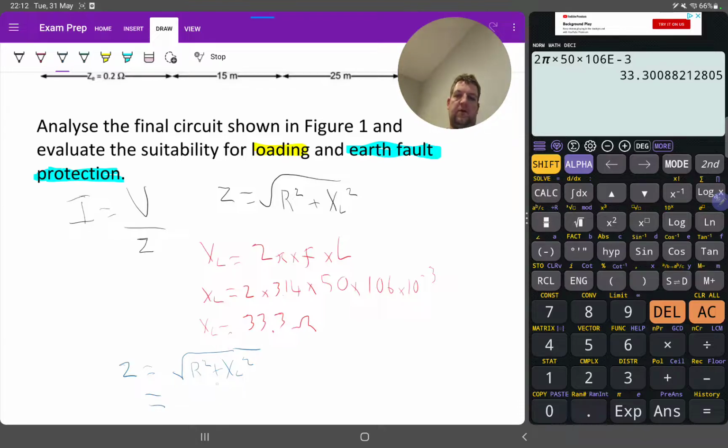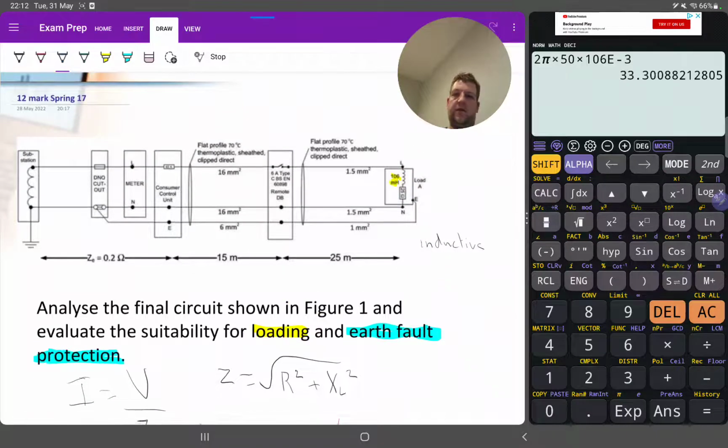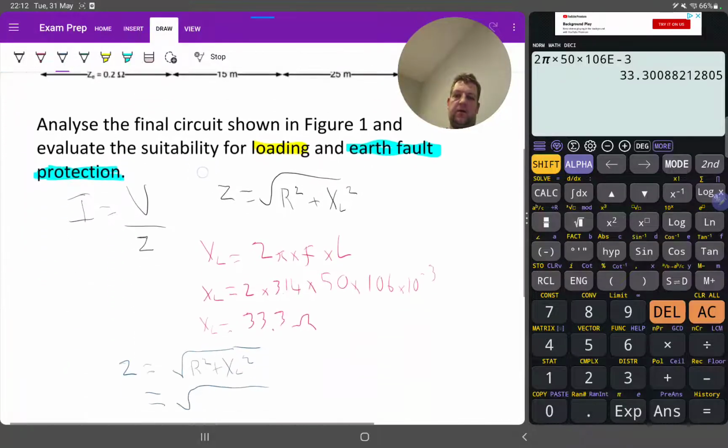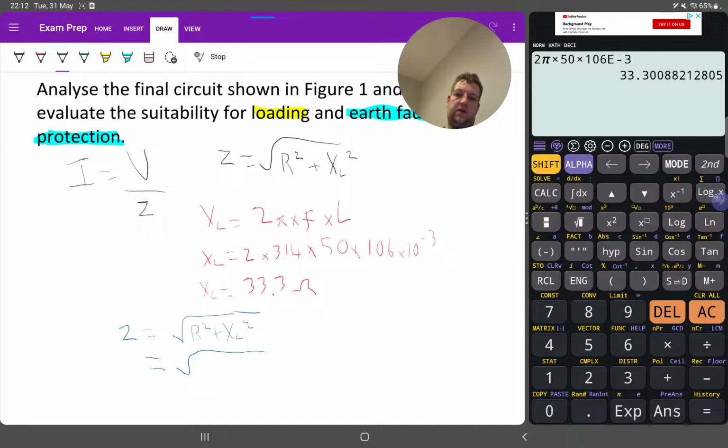So we're looking for a resistance value. So square root, resistance is actually given in this. It might seem a little bit blurred for you guys watching there. That's 25 ohms. So I can put that into my equation. You can't see it, but it does say 25 in that small box. So 25 squared plus XL squared, which was 33.3 squared.